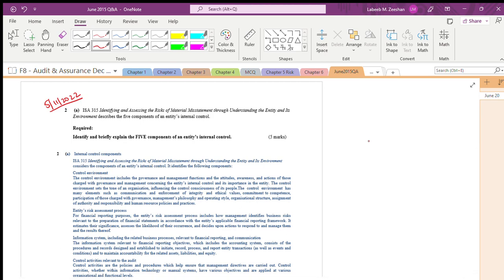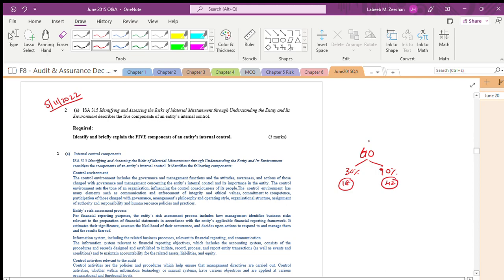Assume I give you an exam of 60 marks. I will divide this 60 into 70 and 30, which means 18 marks will be from MCQ and 42 marks from the theoretical. If I am giving a question paper of 70, 21 marks will be from the MCQ and 49 marks from section B. This is the weightage I will follow in order to work it out for you.